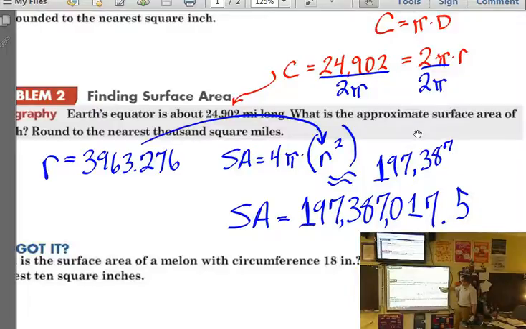So 387. I thought you meant we were way off. That's a little bit above the actual. What is the actual surface area? 196.9 million square miles. So where this comes from is the circumference around the equator must be bigger than if we go around on the Tropic of Cancer. That must be smaller, so it's an oblong spheroid.